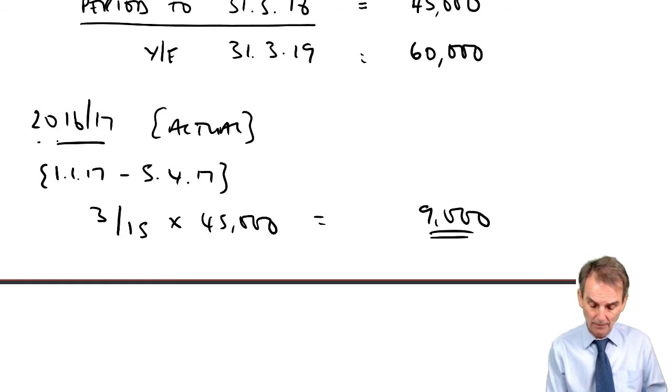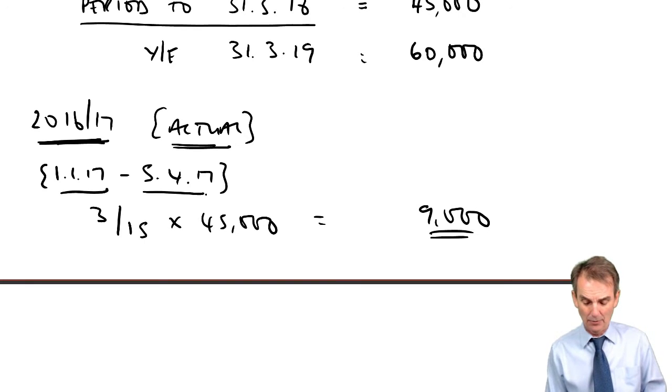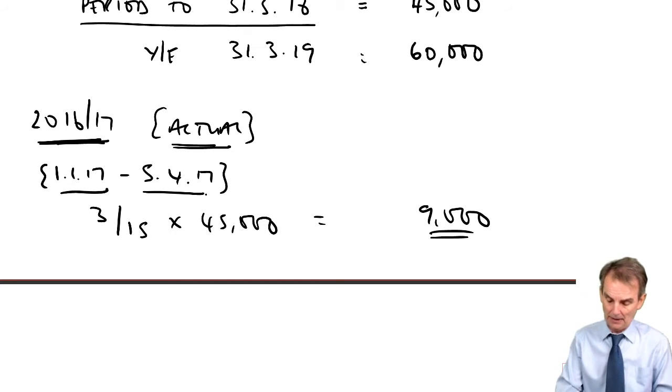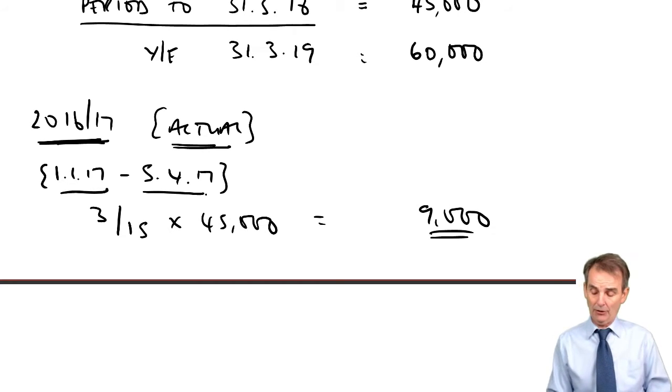So, tax year 16-17, basis of assessment actual, basis period start date to following 5th of April. That is 3 months out of what is a longer opening period of 15 months in which we made 45,000, and there's your assessment there.